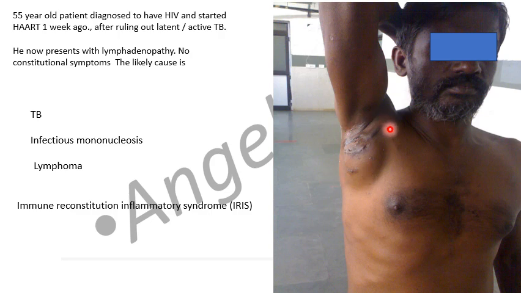So when you have adenitis like this and the patient is HIV not yet tested, please, most of the time they will be positive. So your options are, is it tuberculosis, infectious mononucleosis, lymphoma, or an immune reconstitution inflammatory syndrome? Now, the clue is 1 week ago. See, just 1 week ago. So it's an immune reconstitution inflammatory syndrome. So the right answer is this. The clue is within 1 week, immediately after starting HAART.